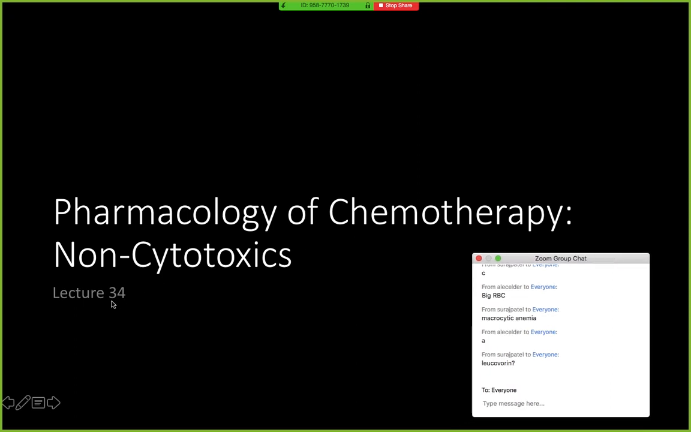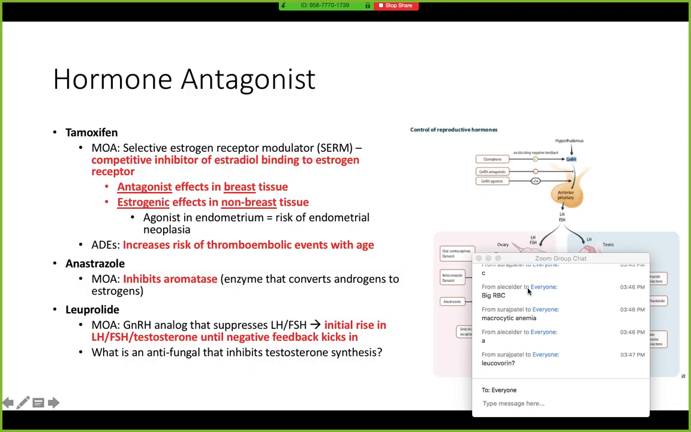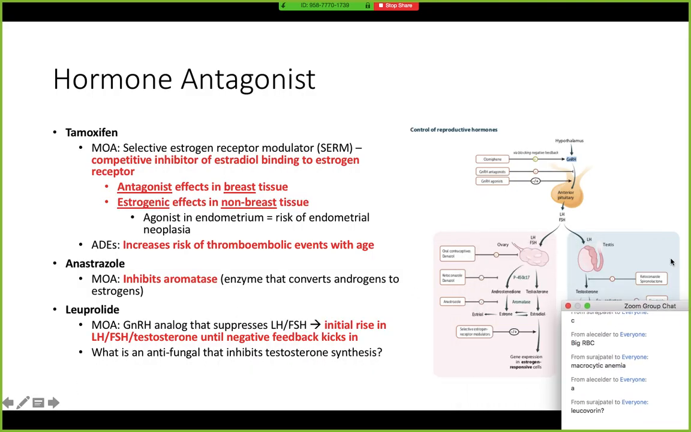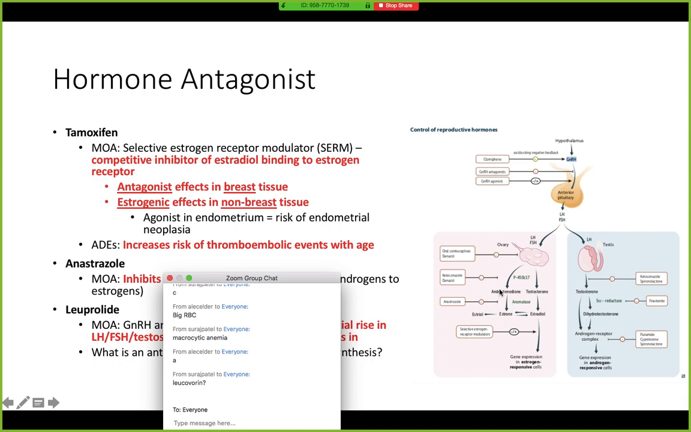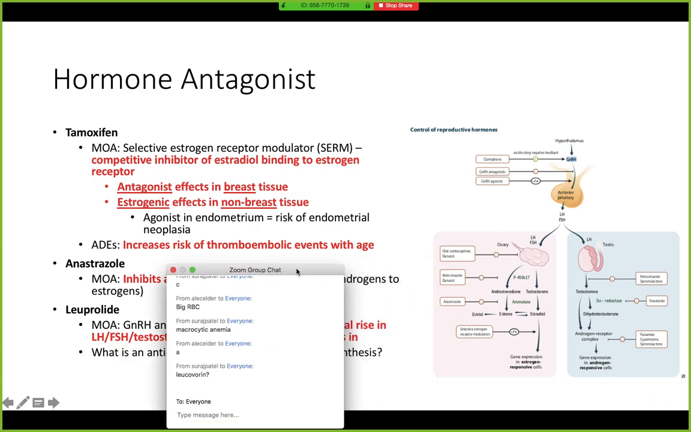Okay, your non-cytotoxics. So this is the next lecture here. Okay, so your hormone antagonists, which out of First Aid, this picture, I mean, it has more than what we're talking about, but you can look at this picture to see where they're acting. So tamoxifen is a selective estrogen receptor modulator, and it's a competitive inhibitor of estradiol.